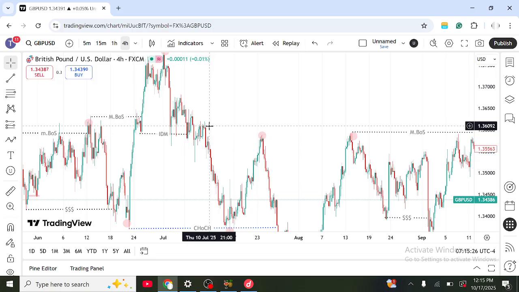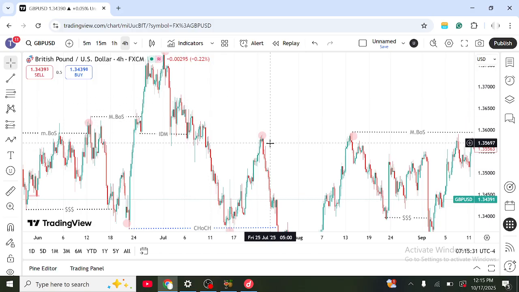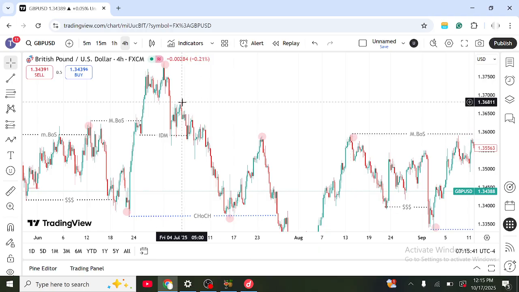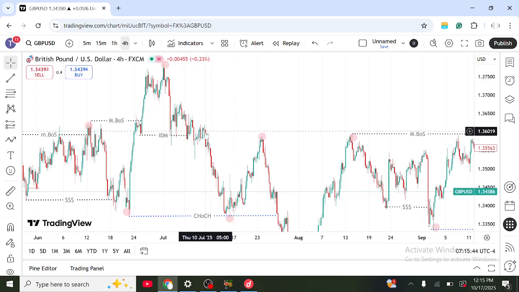If you have up to 3 or 4 highs, you won't know which high wants to induce. Okay, so this is the high before the break of structure. That's an inducement level. This is another high. This is a high. This is a high.